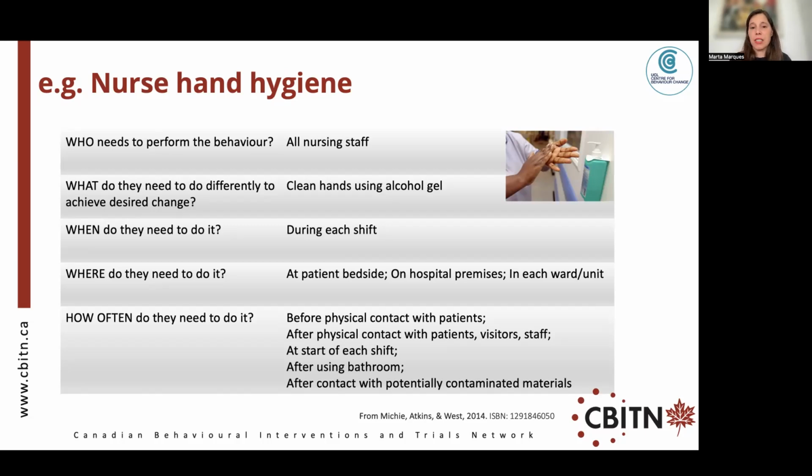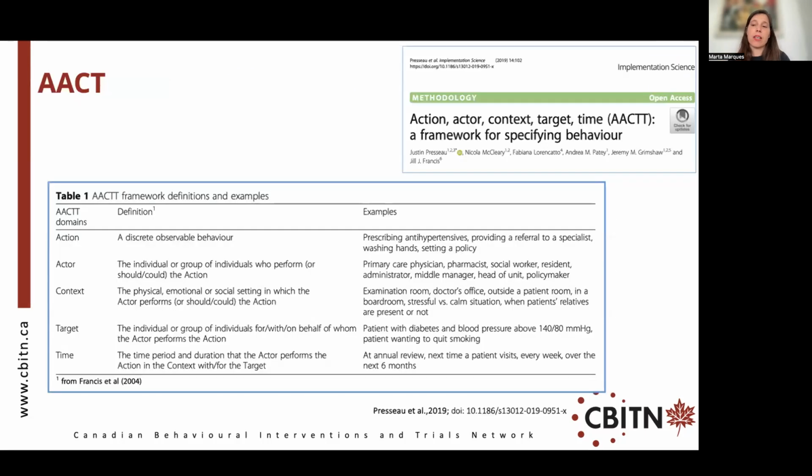How often do they need to do it? Before physical contact, after physical contact, at the start of the shift, after using the bathroom, etc. So you can specify in as much detail as you need.